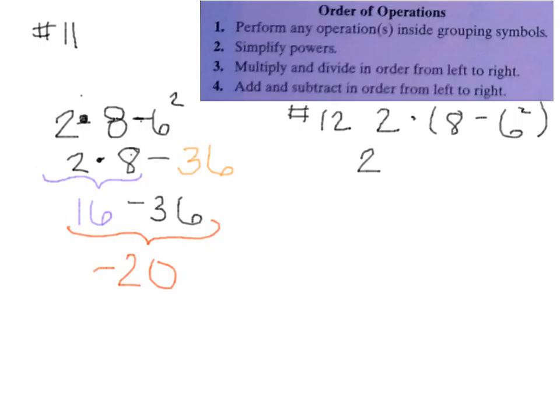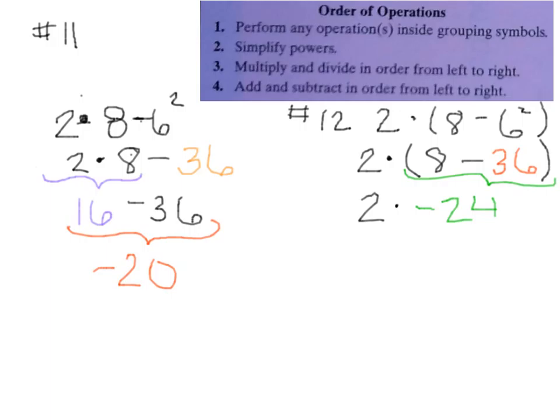This gives me 2 times the quantity 8 minus, and now I'm going to go ahead and simplify my square, and that gives me 36. All right. And now I still have to perform what's left inside my grouping. So that's going to give me 2 times, and I'm going to finish what's inside those symbols here. I have 8 minus 36, which gives me a negative 24.